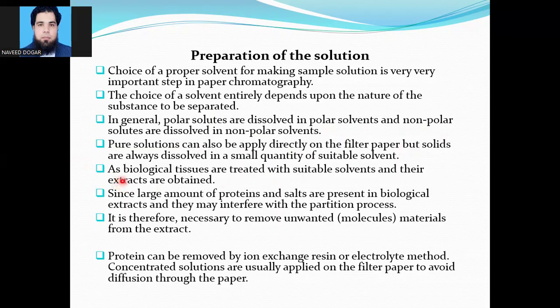If our sample has biological tissues, they must be treated firstly with a suitable solvent, and extracts must be obtained, because in biological tissues a large number of proteins and salts are present, and they may interfere with the partition process. So we have to do extraction of the mixture of amino acids we want to separate. That is basically the extraction process before applying the sample on the paper. The proteins present in the biological tissues can be removed by ion exchange resin or electrolytic methods. That is the prior process in case of proteins. If we want to separate proteins or amino acids from biological tissues, we have to prepare the sample through all these steps.